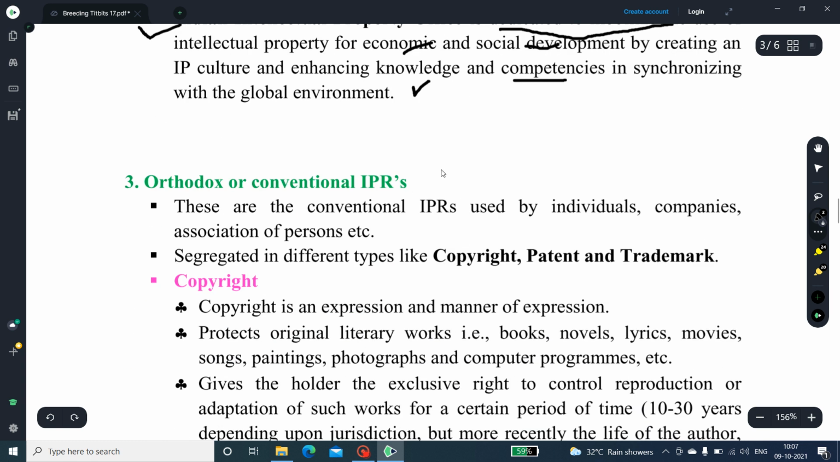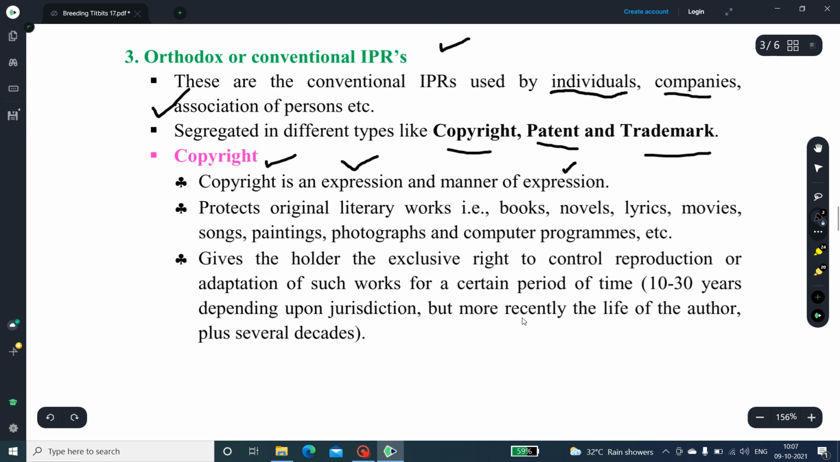Orthodox or conventional IPRs. These are the conventional IPRs used by individuals, companies, and associations of persons. They are segregated into different types like copyright, patent, and trademark. First is copyright. It is an expression and manner of expression. It protects original literary works like books, novels, lyrics, movies, songs, paintings, photographs, computer programs, etc.